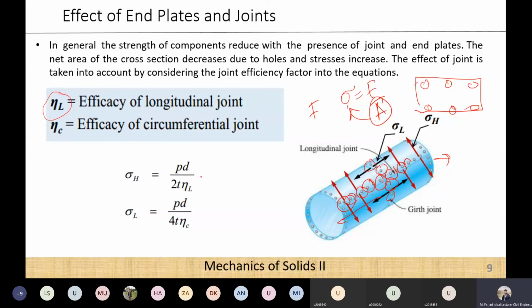So for the longitudinal joint, you can see that these are joints which are in the length. It will cause an increase in the stress, or an increase in the hoop stress. So that is why this factor will be divided in this equation, just to cause the increase in the stress.